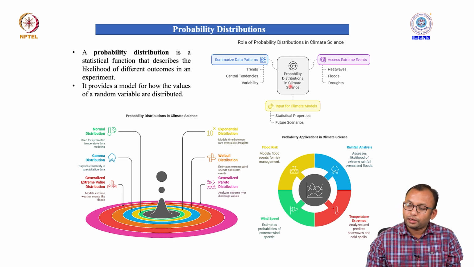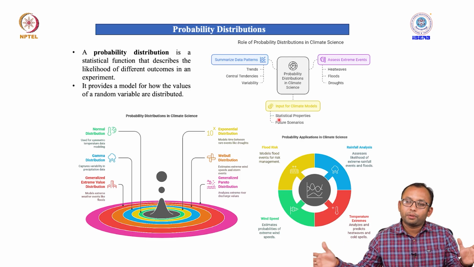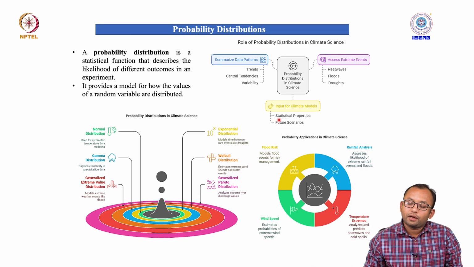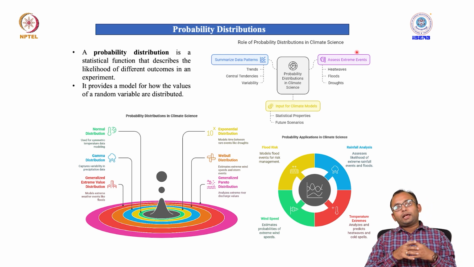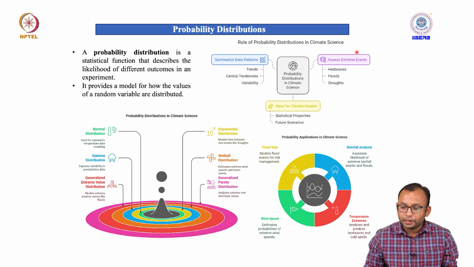So, in climate science, probability distribution functions can summarize the data pattern: what the trend is, what the central tendency is, what the variability is. They can also tell about the statistical properties, or, if you break the data into multiple different data sets, we can understand how the future has changed because of the changing properties of greenhouse gases or climate change. Using probability density functions or distribution functions, we can also assess extreme events, extreme magnitudes, or the likelihood of different extreme events with their magnitudes.